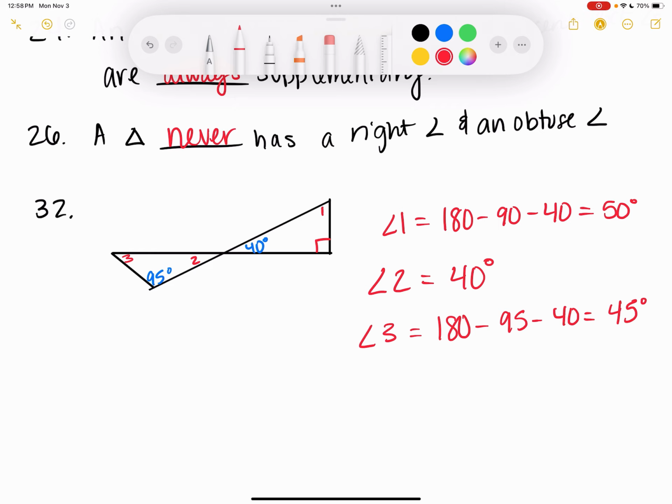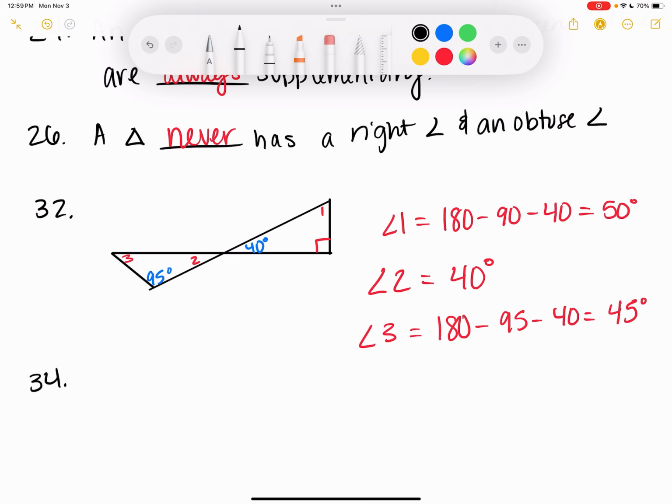So you can either add up the two known angles and then subtract that from 180, or you can just do 180 minus each one, but you would have gotten to the same answer. So 50 degrees, 40 degrees, and 45 degrees. Solve those three angles. Questions on that one? Oh, that's not too hard. No, they're not too bad.